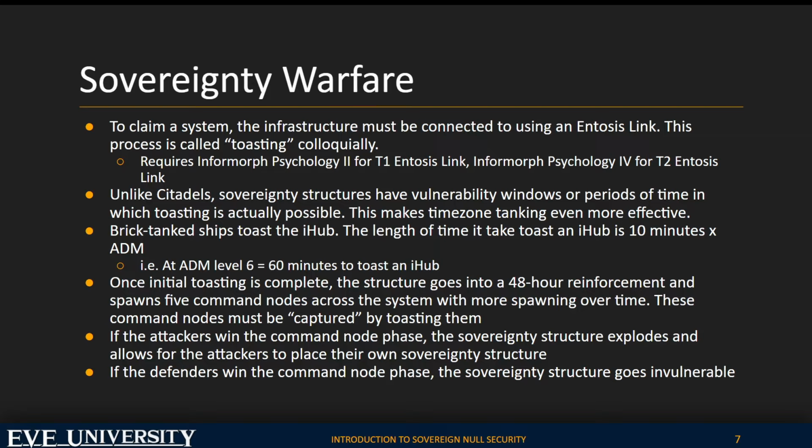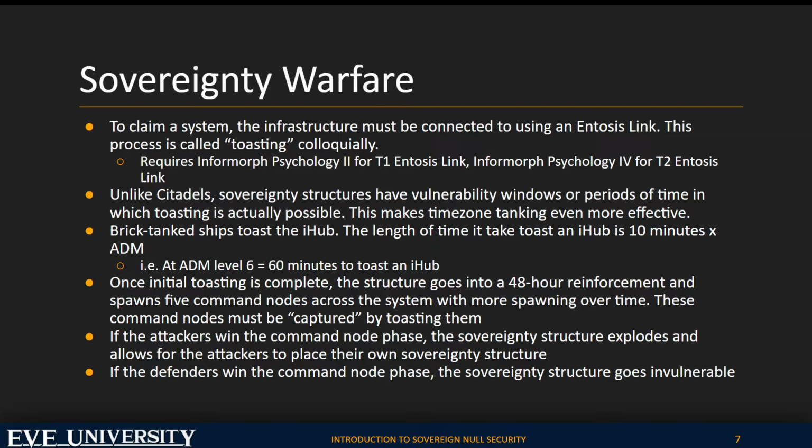Once toasting is complete, it goes into reinforcement for 48 hours. And then there's going to be 5 command nodes that spawn across the system. You can warp directly to them and entosis them or toast them. When you toast these command nodes, they become captured, and I believe it's six. They start at 60%, and you've got to get them down to 0 as an attacker. If they get to 100%, the defenders win.